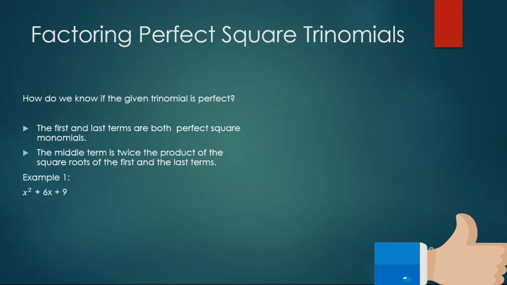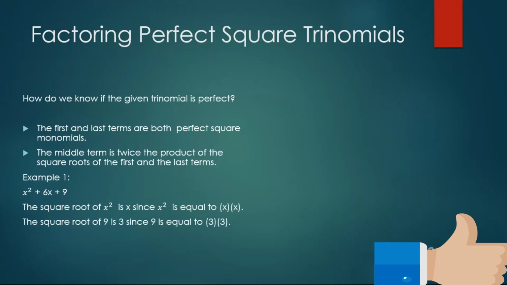Example number 1. Let us see if x squared plus 6x plus 9 is a perfect square trinomial. First condition. The square root of x squared is x. Since x squared is equal to x times x, ibig sabihin, meron pong square root ang x square kasi pag minultiply po natin yung x times x, equal po siya sa x square. And that also means that the square root of x squared is x.